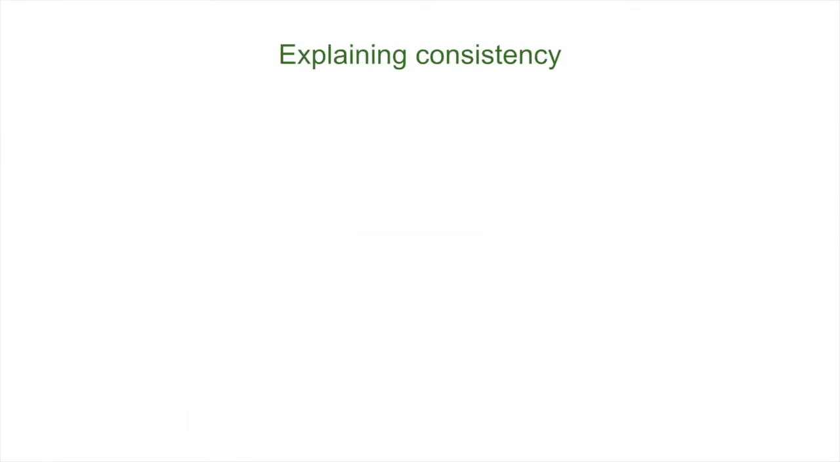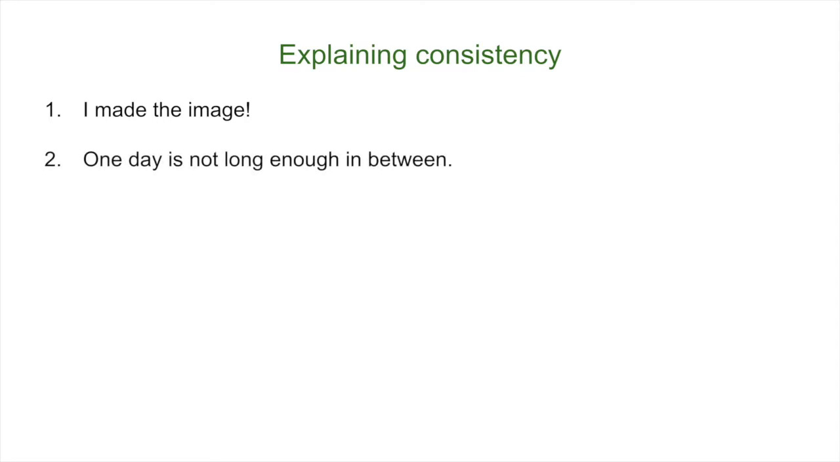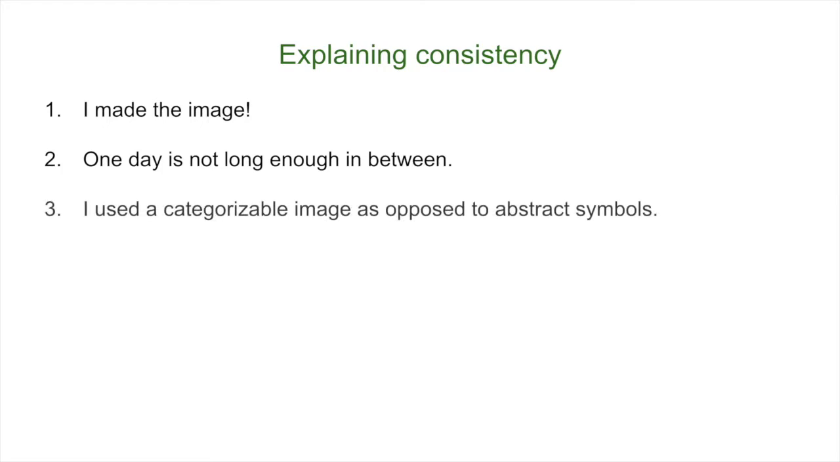How can we explain the consistency between my drawings? Well, there are some more traditional answers. For example, I was the only one who made it, so of course it's easier for me to remember. And also, only a day in between each iteration probably isn't enough time to see a lot of deviation. And lastly, I was using an image with easily categorizable things as opposed to things that are abstract and less meaningful. But there's one reason for consistency I want to explore, and I think this is a really big deal: the actual process of recollection.